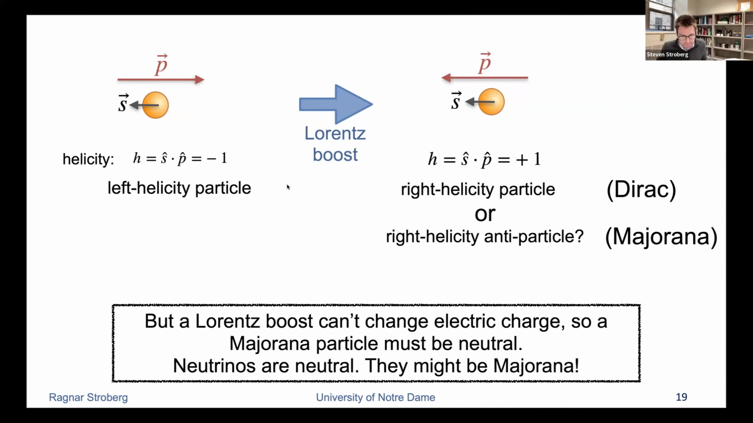Of course, you can't change the electric charge or any other kind of charge, but just through a Lorentz boost. So to turn a particle into an antiparticle just by doing a boost, the particle shouldn't have any charges. So an electron can't do this, obviously, but neutrinos are neutral, and so it's still conceivable that they have Majorana mass rather than a Dirac mass.